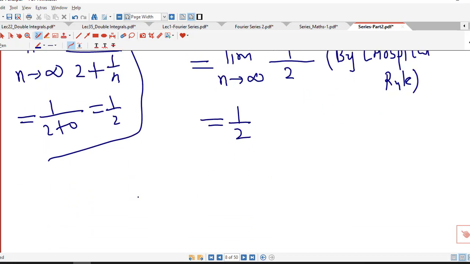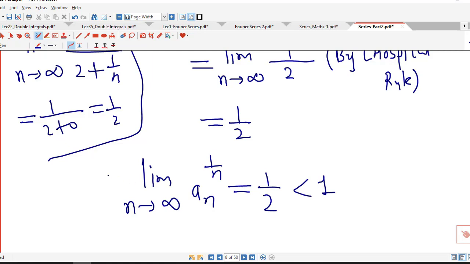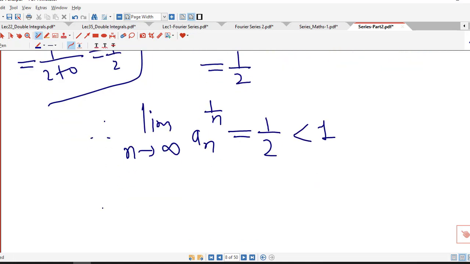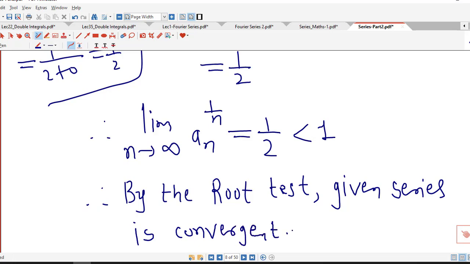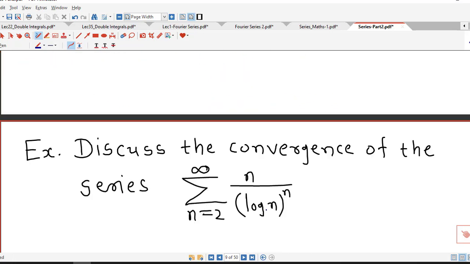So we obtain that the limit of nth root of nth term is 1 by 2, and it is less than 1. If the limit is less than 1, the root test says that the series is convergent. So by the root test, we write that the given series is convergent. So we can easily decide the convergence of a given series using root test.